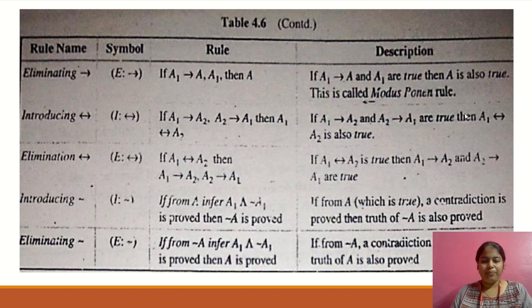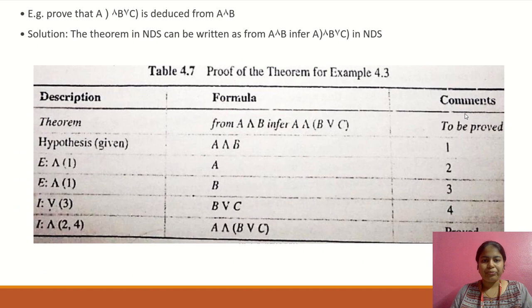Introducing negation. If from A a contradiction is proved, then truth of negation A is also proved. If A is proved as false, then negation A is proved as true. Eliminating negation. If from negation A a contradiction is proved, truth of A is proved, that is, if negation A is proved as false, A is proved as true.